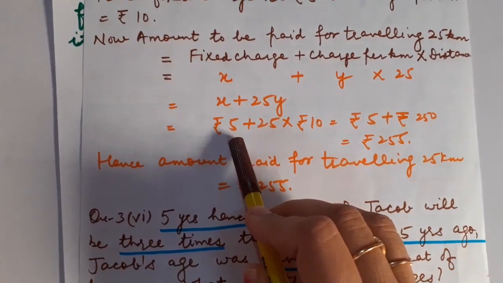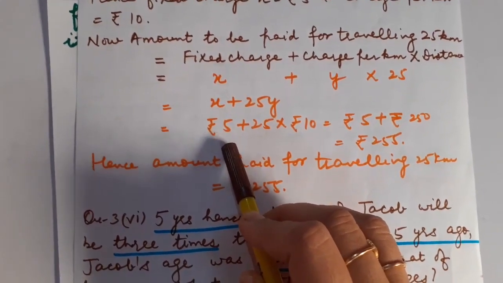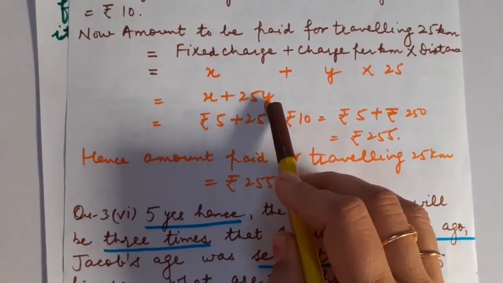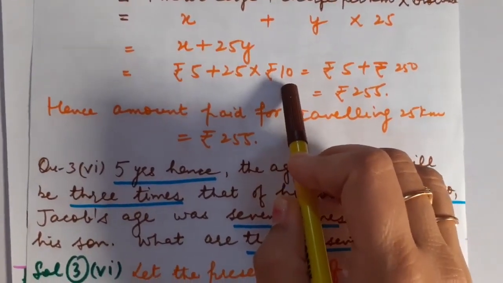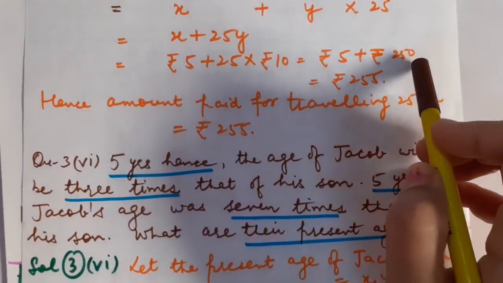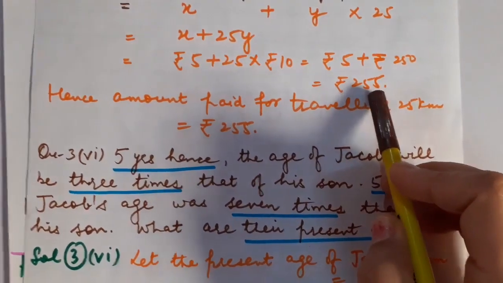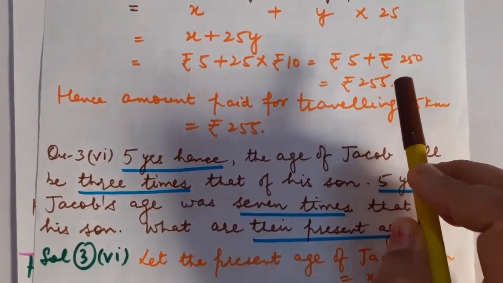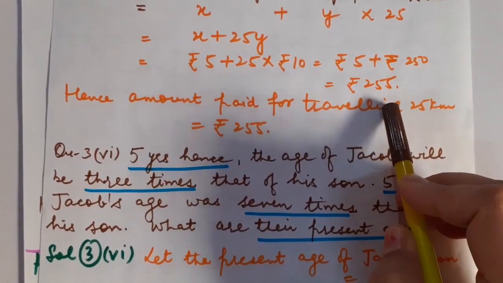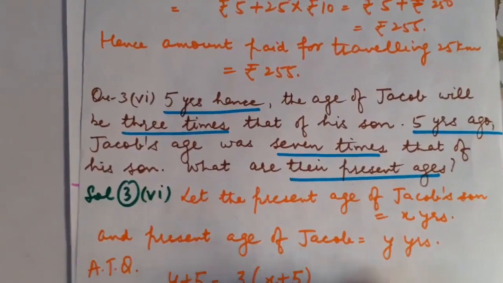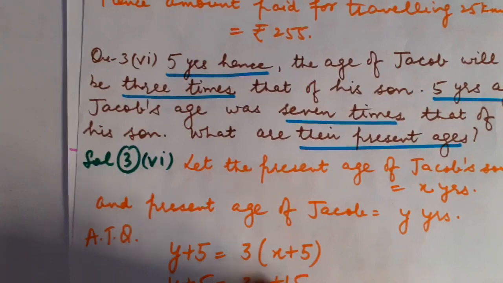The x value I have just calculated. That is the fixed charge, rupees 5, plus 25 into the charge per kilometer, that is rupees 10. So rupees 5 plus 25 into 10, that is 250. So the total which the person has to pay is rupees 255 for covering the distance of 25 kilometer. Understood children? Okay.